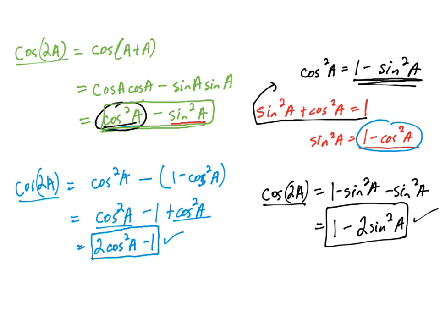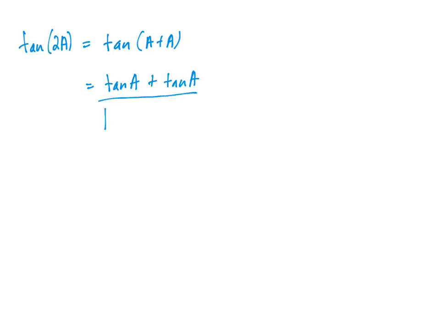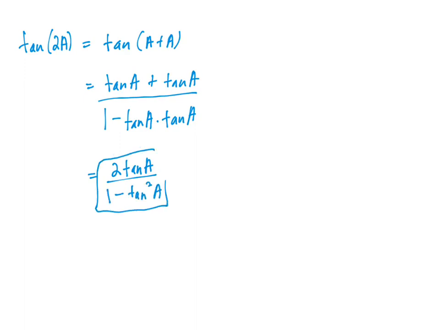And then we have a double angle for tangent. Tangent of 2a. Okay, well again, this is derived from the sum formula for tangent. The sum formula for tangent is tangent of the first plus tangent of the second divided by 1 minus tangent of the first times tangent of the second. Well, again, because a is both the first and the second angle here, in the numerator we're going to have 2 times tangent of a. In the denominator we get 1 minus tangent squared of a. So that is the double angle formula for tangent.